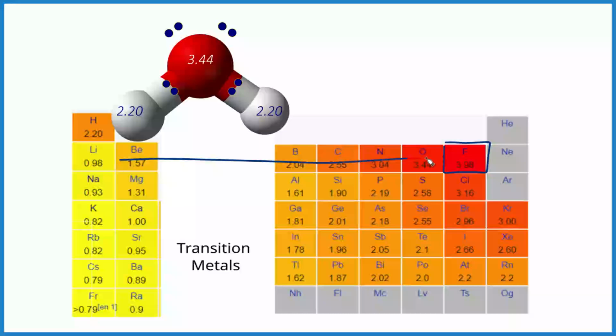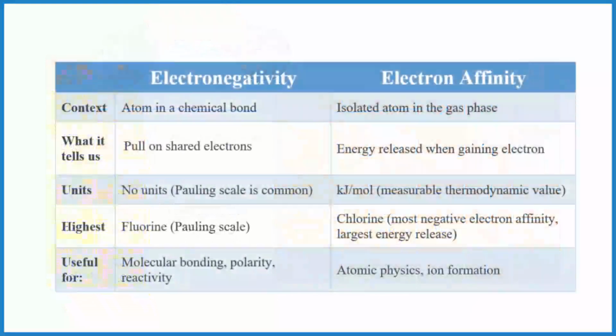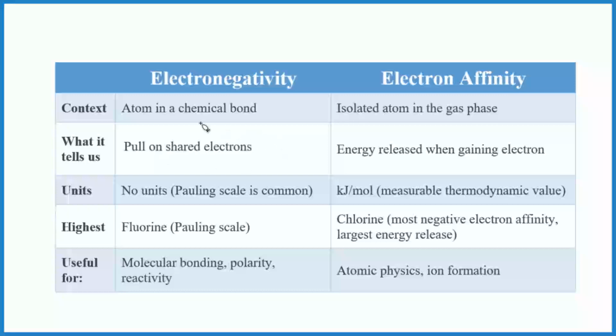As we go across, electronegativity increases. As we go up groups, any of these groups, it increases. So if you know fluorine's the most electronegative, everything else kind of goes towards fluorine there. We kind of ignore the noble gases. There are a few that bond, but in general, we don't really pay much attention to them. That's electronegativity. So chemical bond, pull on shared pair of electrons, no units, fluorine is the most. That's what you need to know.